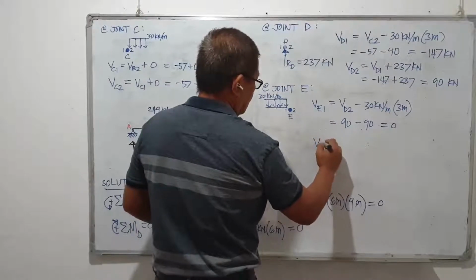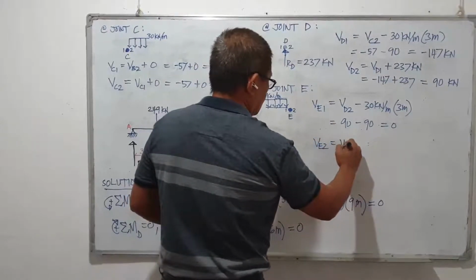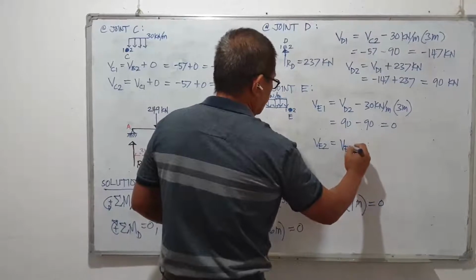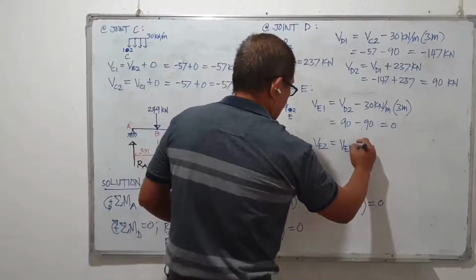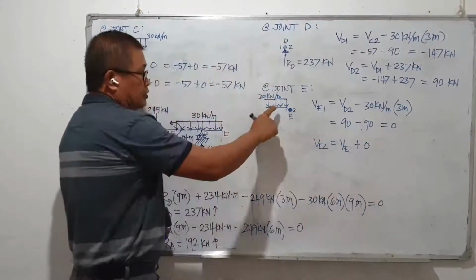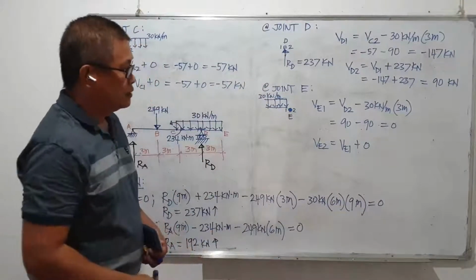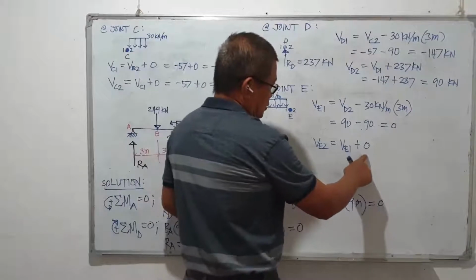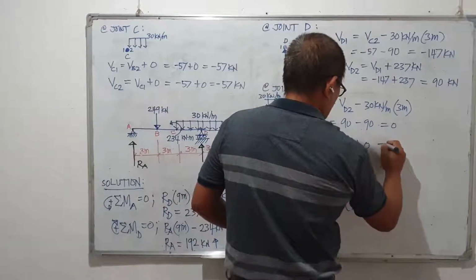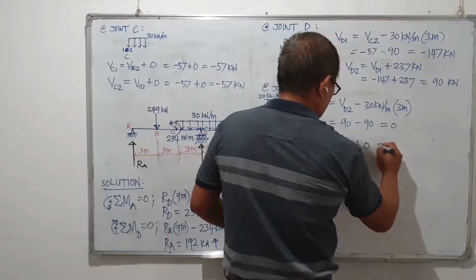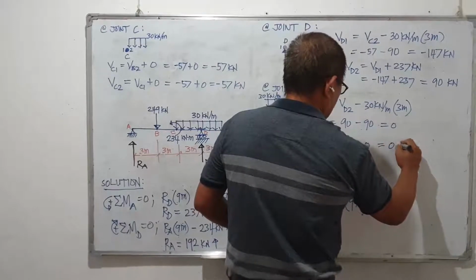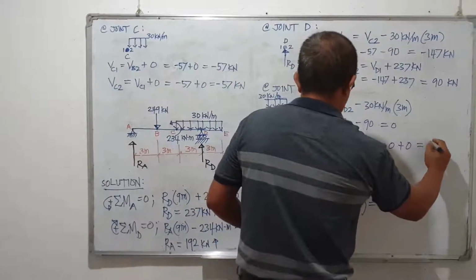And V sub E2 is equal to V sub E1 plus, see, there is no load, no? There is no concentrated load at the center of E. So there is no load, which is 0. So V sub E1 is 0 plus 0, equal to 0 also.